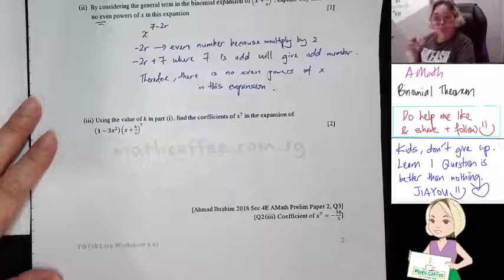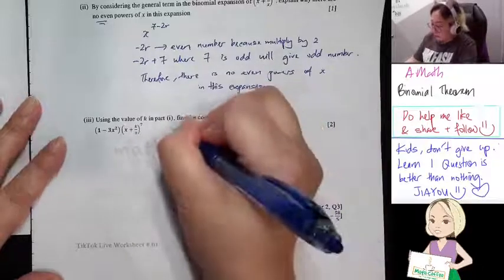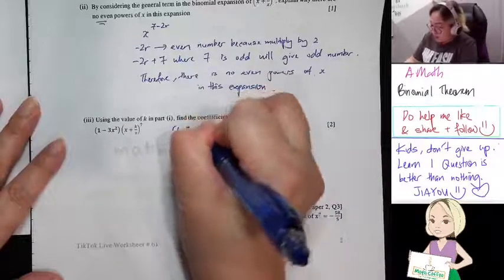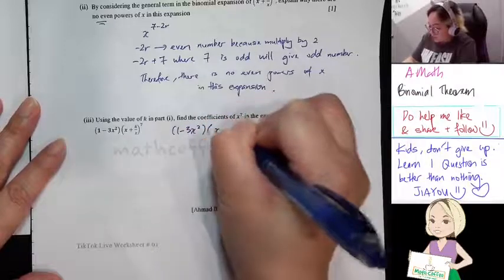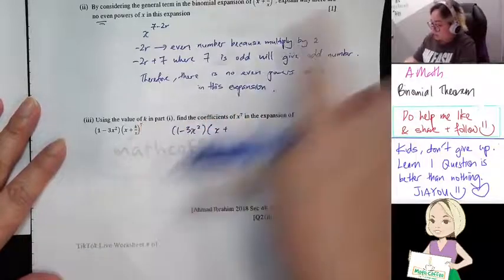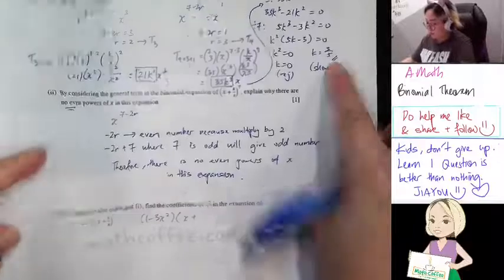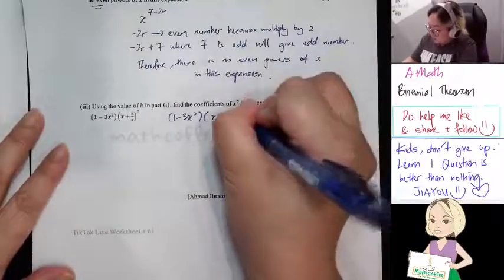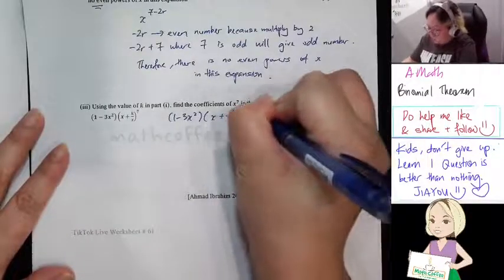Okay, so now you have to go through the thinking process again. You see, I'm going to write out the question. 1 minus 3x squared times x plus, they say use the k that we found in previous one. Our k is 3/5. So that means it will be 3/5 x to the power of 7.